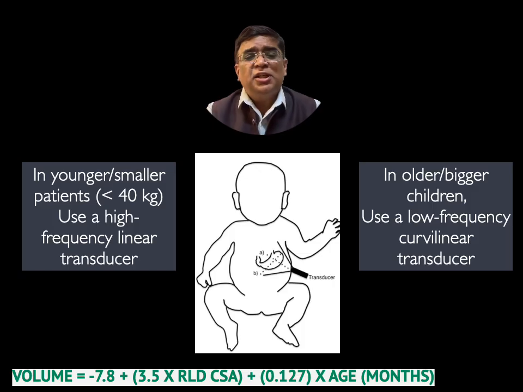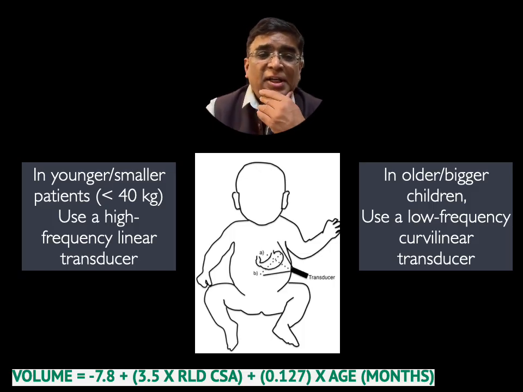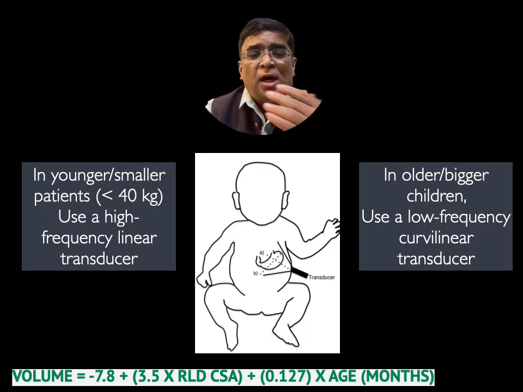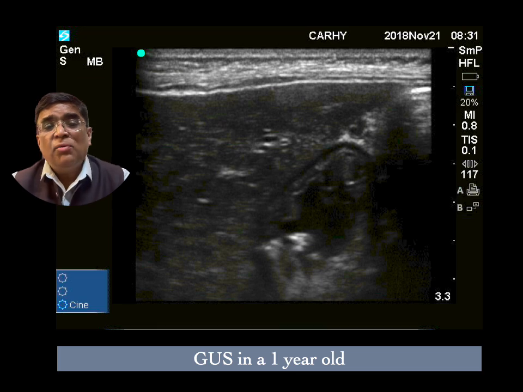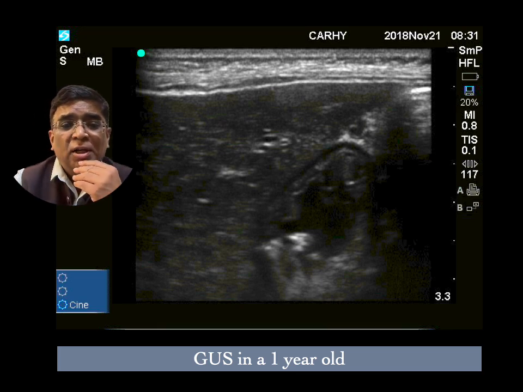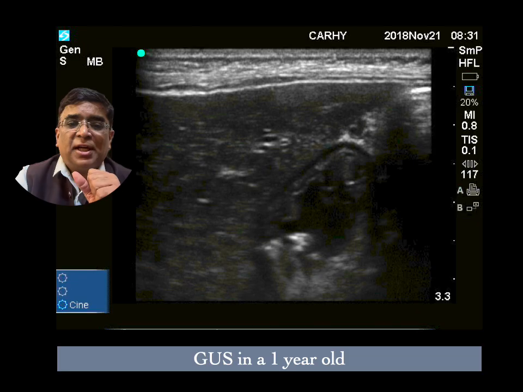Can it be used in children? Yes, people have worked on it and they have given an equation on how to estimate the liquid contents in the stomach. How does it look in a 1-year-old? This is probably a typical appearance that you get in a 1-year-old child. You can see the 5-layered appearance of the gastric antrum here.